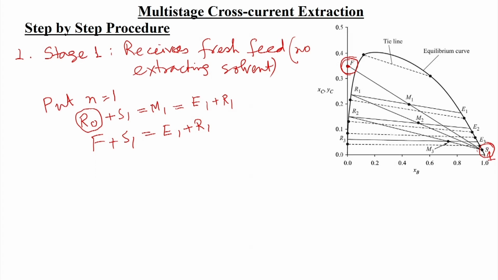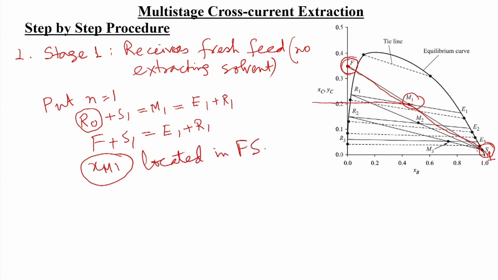Okay. So, now we have x m 1, which we will be getting from the component balance. So, we know the x m value is known. So, we will be putting this x m value on the F and S 1 line, so we will be locating this x m 1. Okay. So, x m 1 is now located in the F S 1 line.